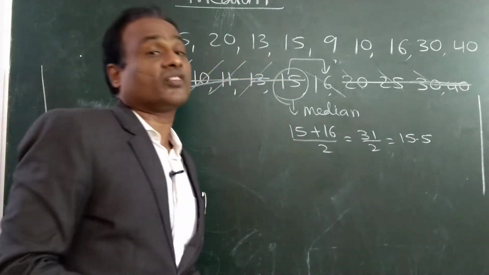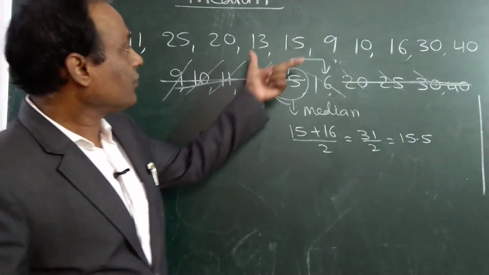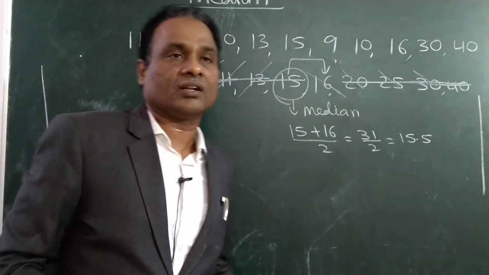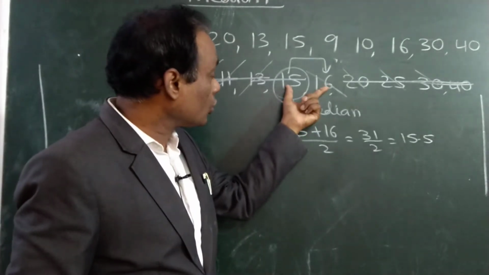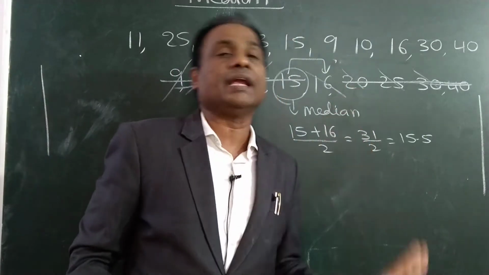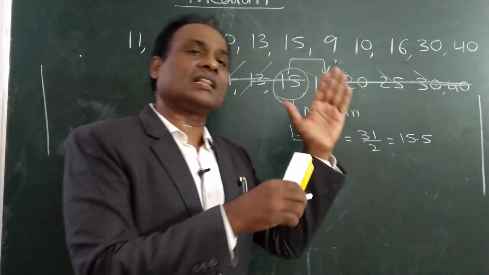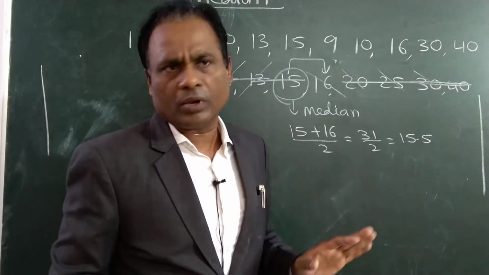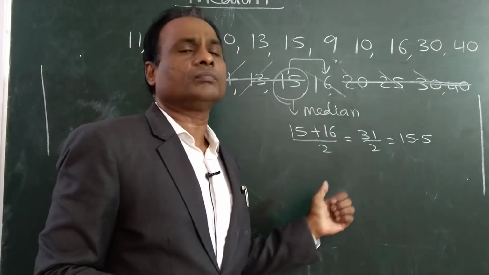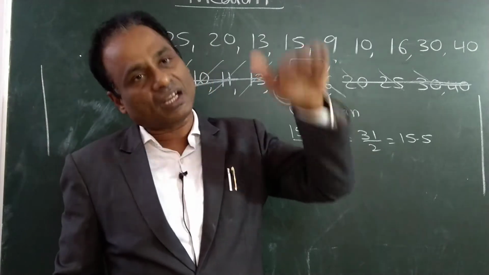So this process you studied in the 9th class. If it is an odd number, we will get one middle number, that is the median. If it is an even number, we will get two middle numbers. Take the average of those two, that gives the median. So this process you studied in the 9th class, and we don't have problems in this 10th class. But I will give some concepts, so you write down, and after that we go to the grouped data.